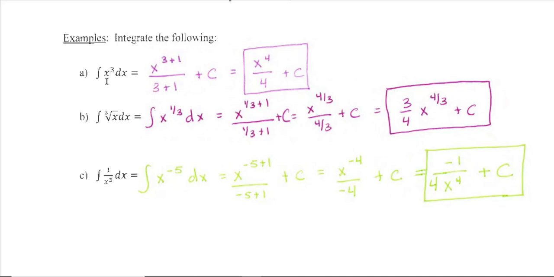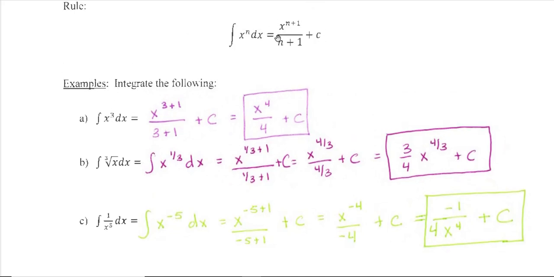If I wanted to integrate x cubed dx, I want to know which function has a derivative of exactly x cubed. Well, using this rule right here, that would be x to the 3 plus 1 divided by 3 plus 1, plus c. 3 plus 1 is 4, so we would get x to the 4th over 4 plus c.